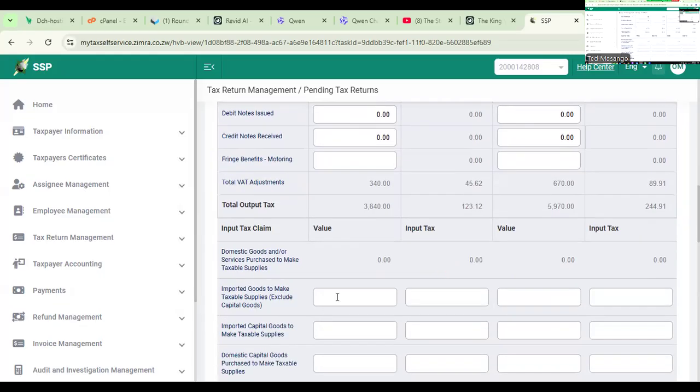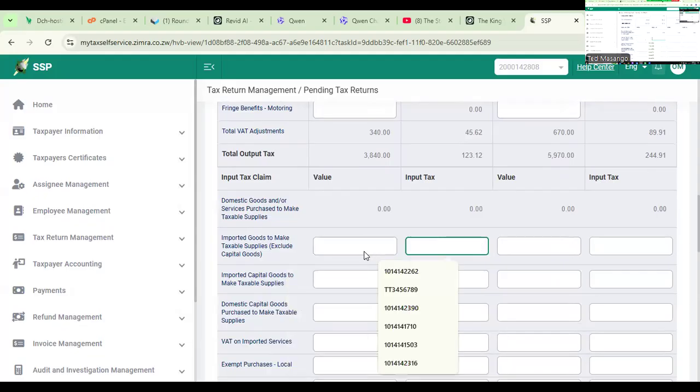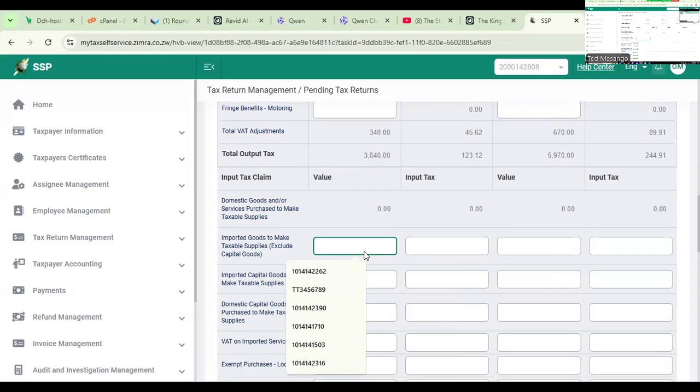The input tax is done down here. So here, that's where you are doing your input tax. You have imported goods to make taxable supplies. If you have them imported, you could put the amounts there.